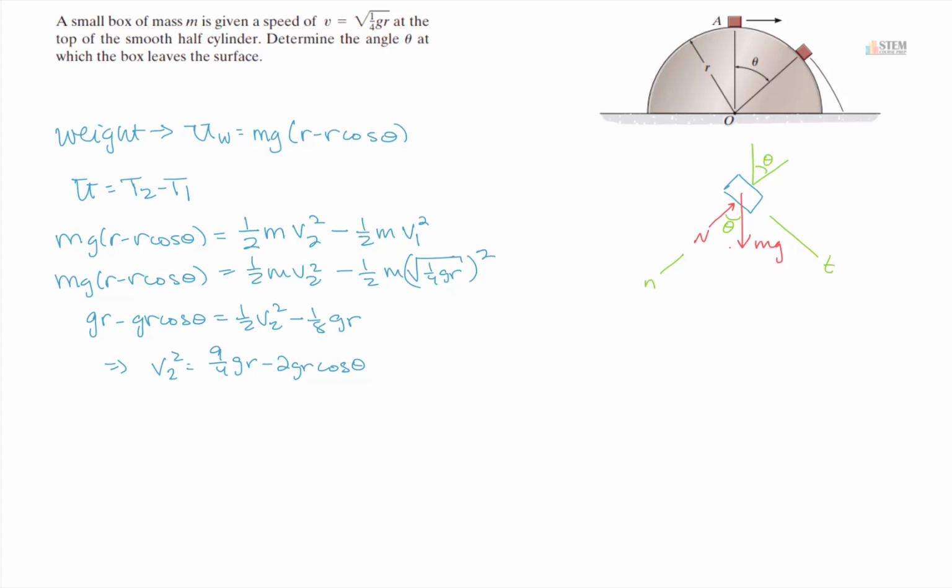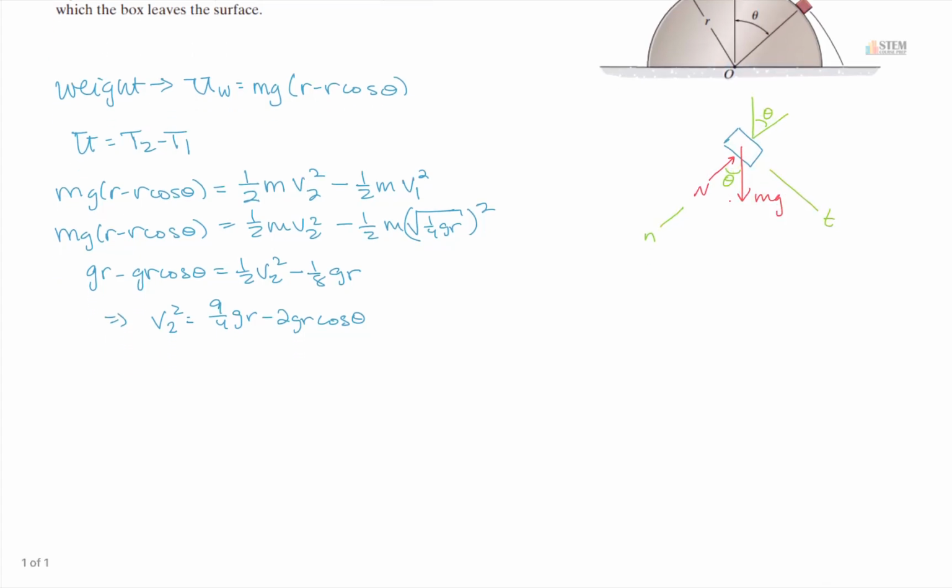Now, what am I going to do with this? I'm looking for this angle theta, right? That's what we're looking for. I've got an equation for the speed where we're going to leave the surface. Okay, so what I'm going to do is basically do Newton's second law, and I'm going to use this n and t coordinate frame, right? And I've got v squared, so that means I want to use the n component. So let's do the sum of the forces in the n direction. N towards the center of curvature is positive.